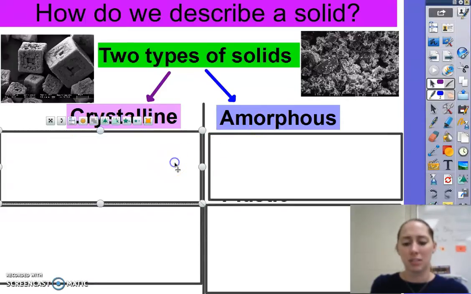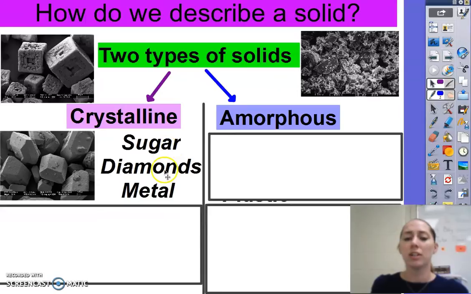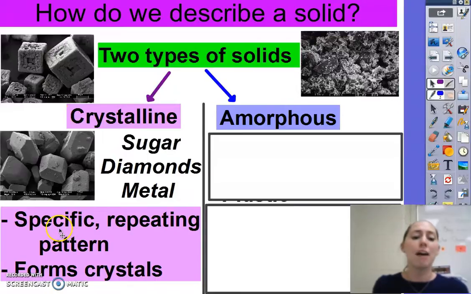Now, to be a crystalline solid, we've got things like sugar, diamonds, metals, and if you look closely at these pictures, you notice that they have this pretty pattern and they've got a specific shape to them. That's because crystalline solids have a specific repeating pattern that causes them to form these pretty crystals.